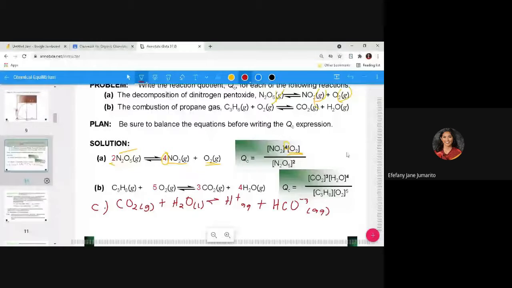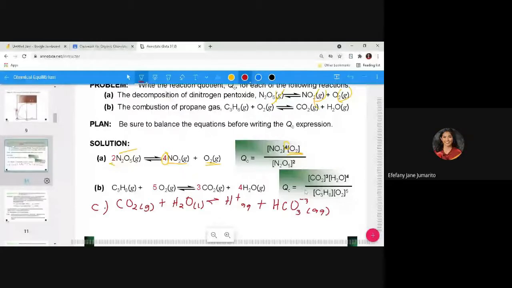Okay, now let's go to letter C. What's the Qc here? The reaction quotient. First thing to do, is it balanced? No, ma'am. Really? Why? So what are we going to do? Balance it, ma'am. Looking at the product, the first element is H plus, H to the power of.